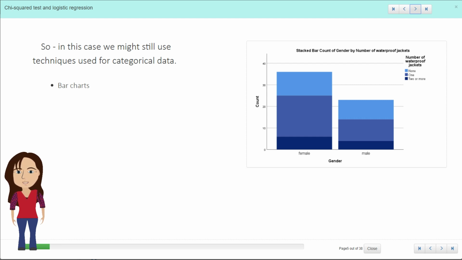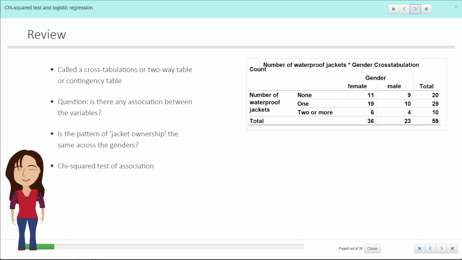And we would use similar techniques that we use for categorical data, like using a bar chart. And we could put the numbers into a table. So this would be called a cross-tabulation, a two-way table, or a contingency table. If we were interested in testing, is there any association between gender and jacket ownership, then we might use a chi-square test of association, where the null hypothesis is that there is no difference in the number of jackets owned between the genders, or there is no association between gender and jacket ownership.